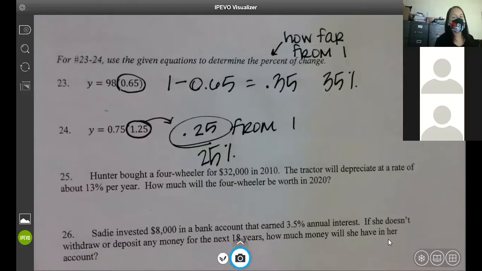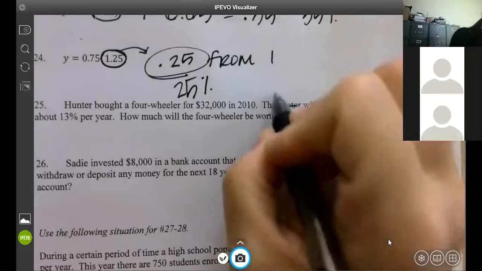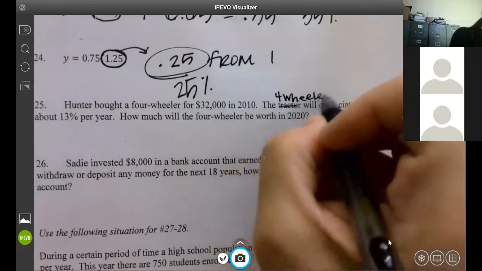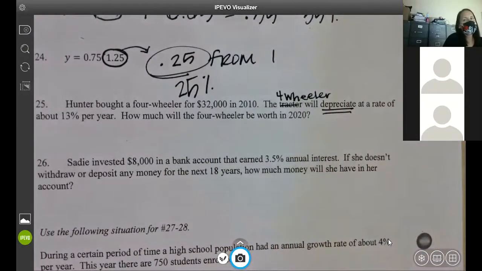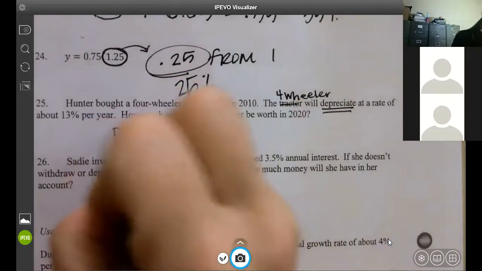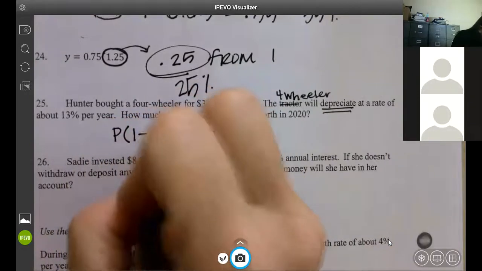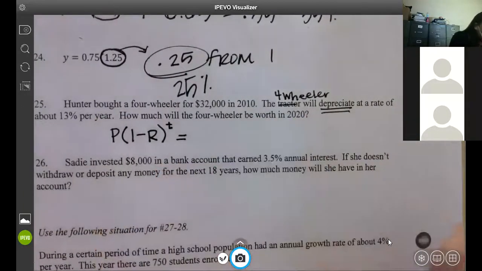All right, Hunter bought a four-wheeler for $32,000 in 2010. It should say the four-wheeler. It doesn't matter. It will depreciate at a rate of about 13% per year. How much will the four-wheeler be worth in 2020? So remember, this is the same thing as sales tax and discount. We just have a different power. We have a power added to it, okay? So is this one increasing or decreasing? So we're going to subtract. So we're going to take our price times 1 minus our rate, and then raise it to however many years that we're doing it. All right. So what was the price of the four-wheeler?